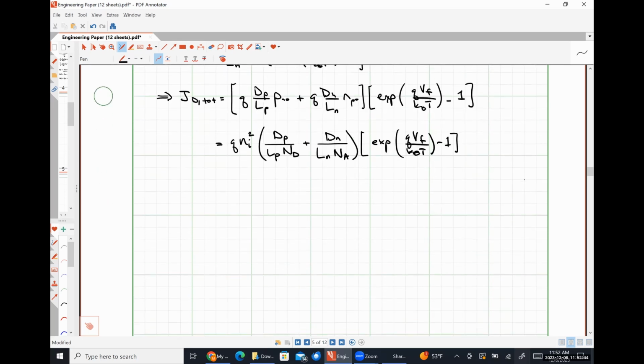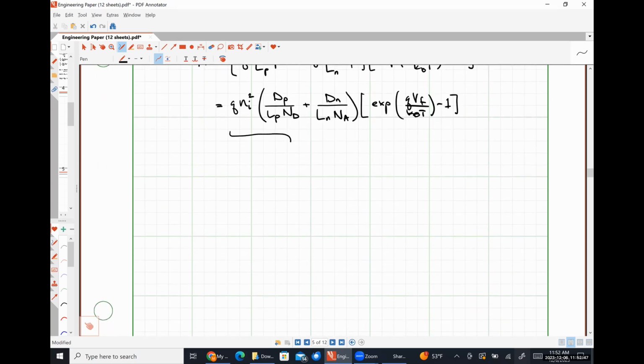We are going to call this big ugly thing right here J sub S, where this is the reverse saturation current density, obviously measured in amps per meter squared or something like that. Okay.